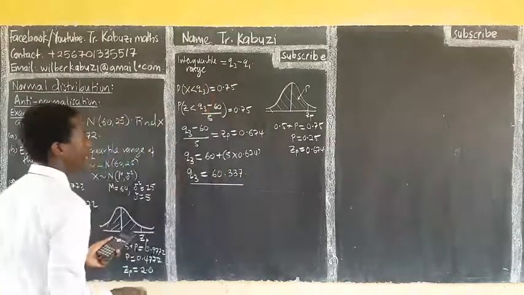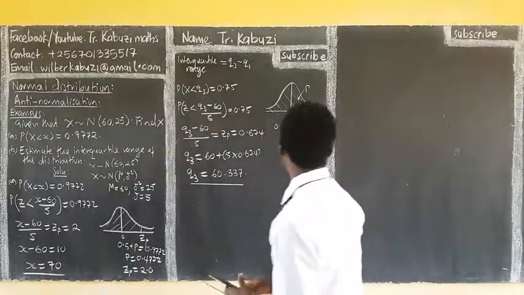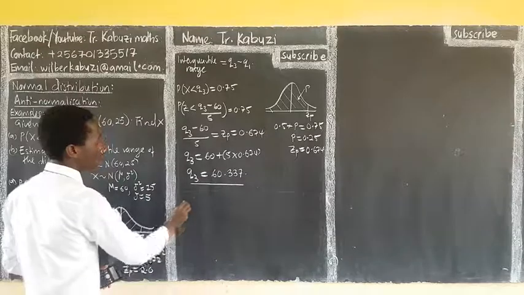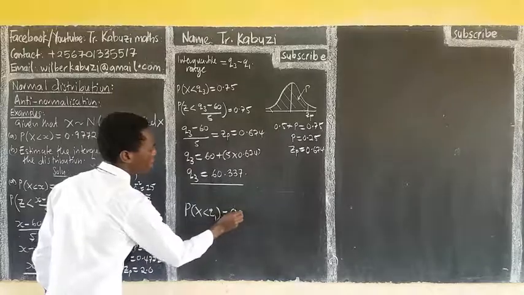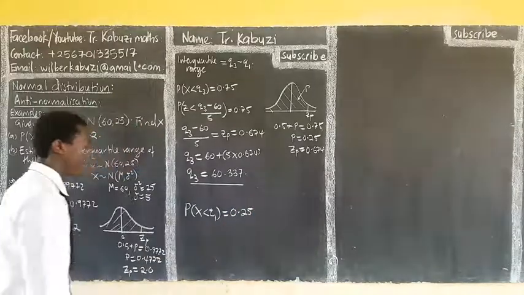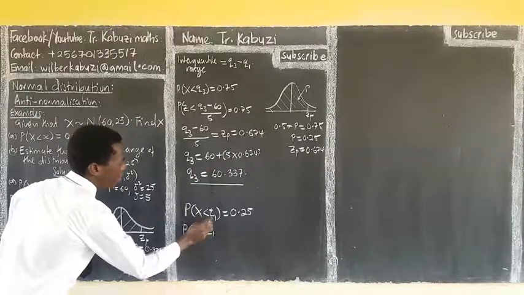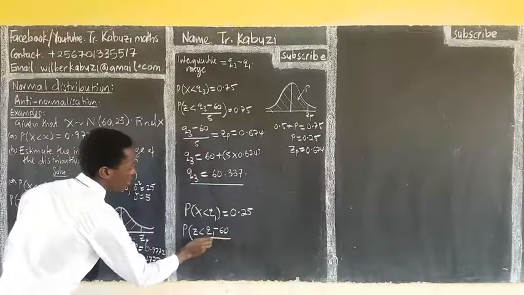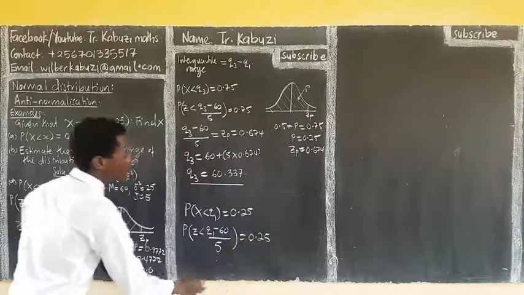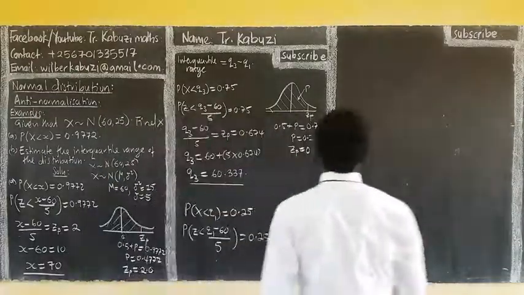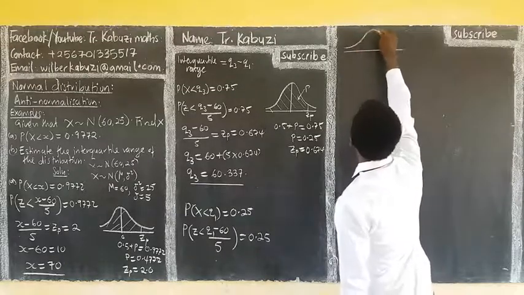Now I also come and get my Q1, the first quartile. We know that the probability of X should be less than Q1. But the first quartile is always equal to 0.25. So now we standardize it. This will be Z less than (Q1 minus 60) over 5 equal to 0.25. Now to sketch that, you see it's less than 0.25. Now if we sketch it, it's going to be something similar to this.